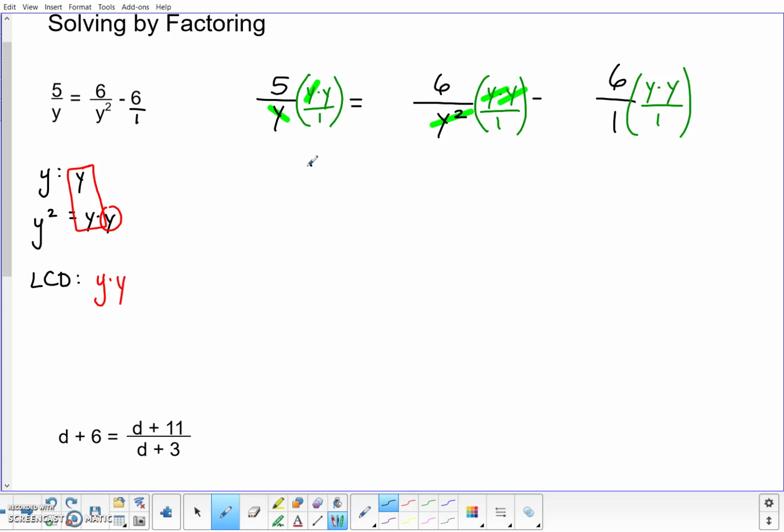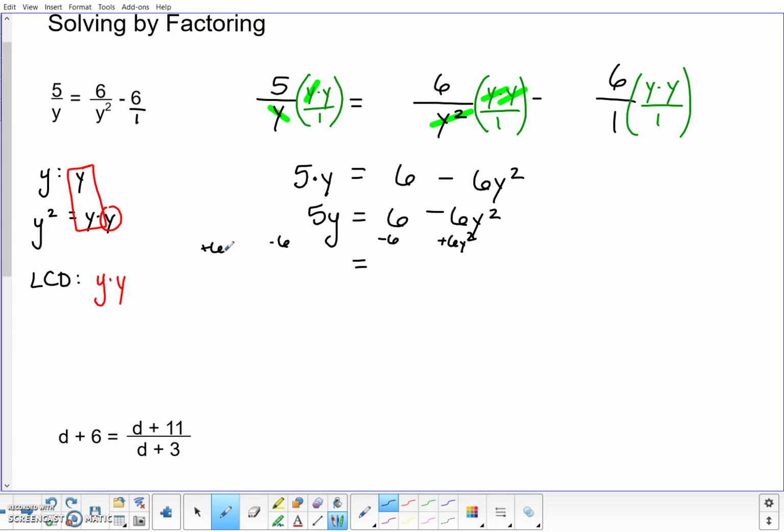So now let's write. We have 5 times y equals 6, because there's nothing to multiply on top, minus 6y squared. This problem is a quadratic, because we have a y term, a constant term, and a squared term. So we have to make this whole equation equal to 0 in order to solve. So we'll have 6y squared, we have a positive 5y, and we have a negative 6 when I move them all to the left side.